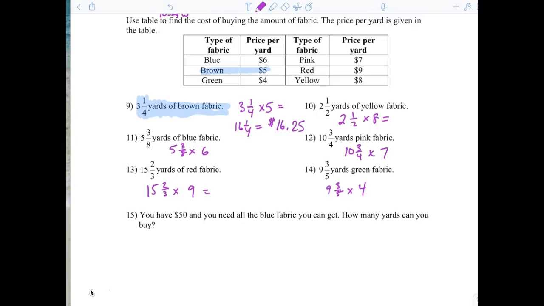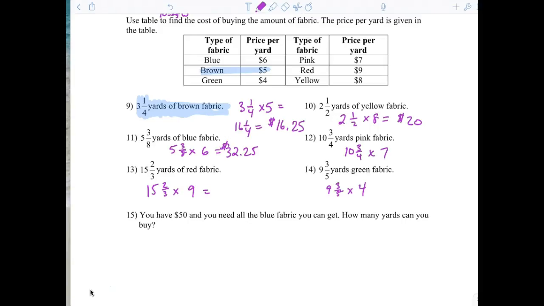All right, Vivian, how much did you get for yellow fabric, number 10? For yellow, I did 2 1/2 times 8. Yep, $20. All right. Ellis, what about you, number 11? I did 5 8. And what'd you get? $32.25. Is everybody agreeing with me? Yeah. All right. And number 12.